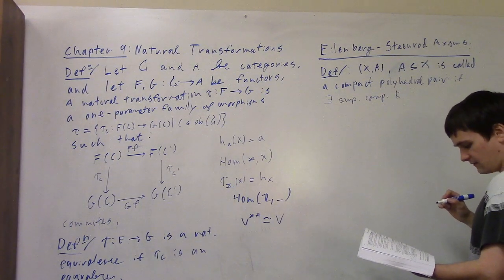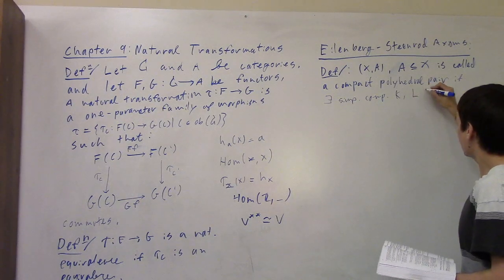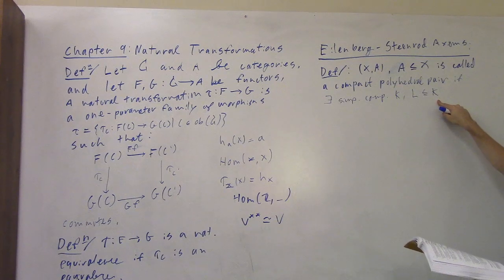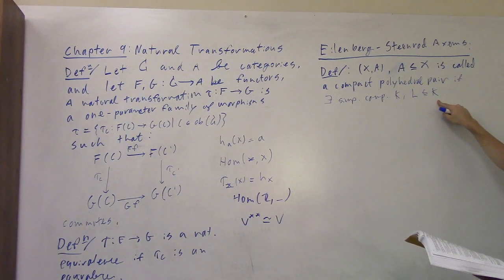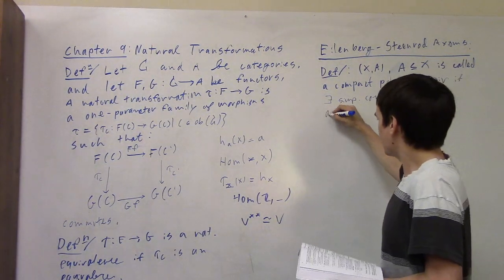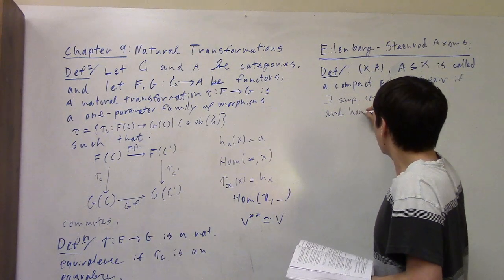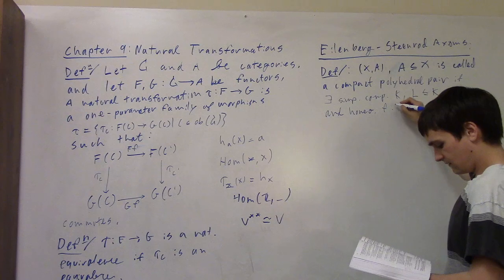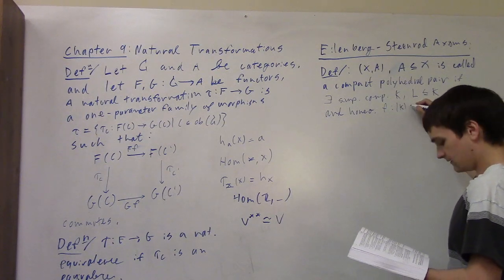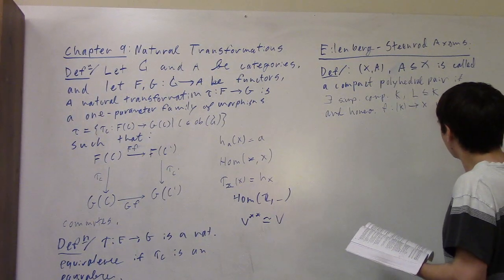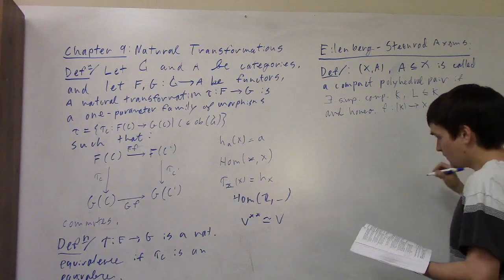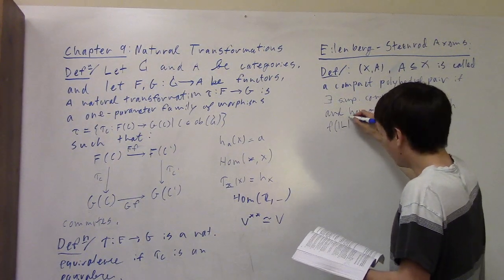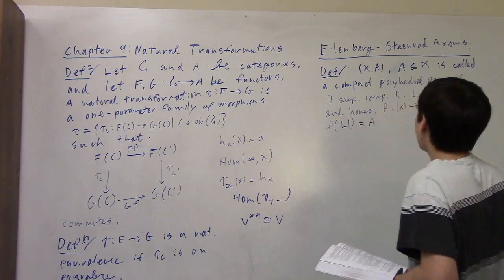Shouldn't feel that way. And a subcomplex L of K. This is the part that I don't understand why it's needed, but that's how they define it. And a homeomorphism F from the underlying space of K to X, with F of the underlying space of L equal to A.